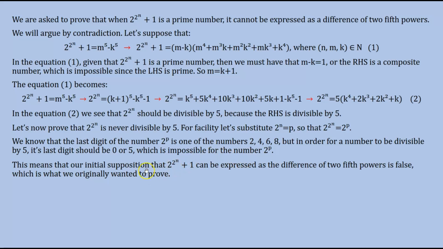So this means that our initial supposition, that 2 to the power 2 to the power n plus 1 can be expressed as a difference of two fifth powers, is false, which is what we originally wanted to prove. So when 2 to the power 2 to the power n plus 1 is a prime number, it cannot be expressed as a difference of two fifth powers. Now, a little exercise that can be left to the viewer is to convince yourself why 2 to the power p can never end with another digit besides 2, 4, 6, or 8.